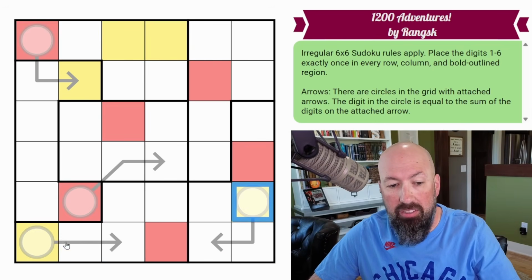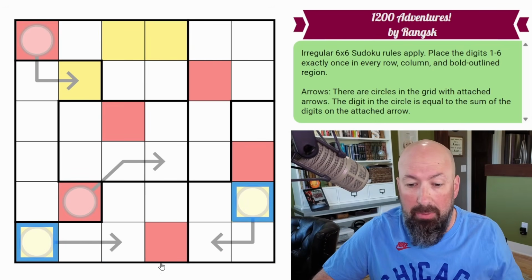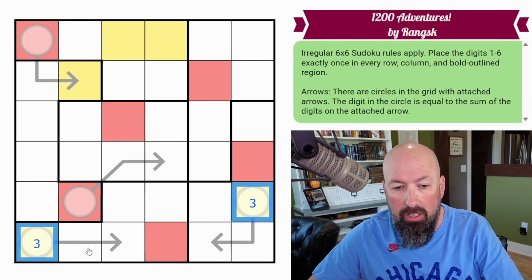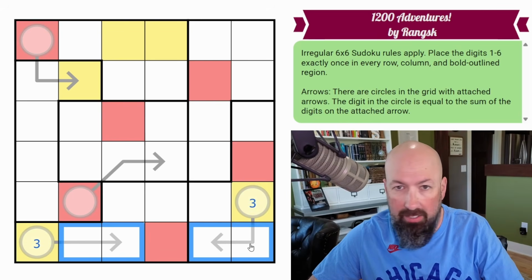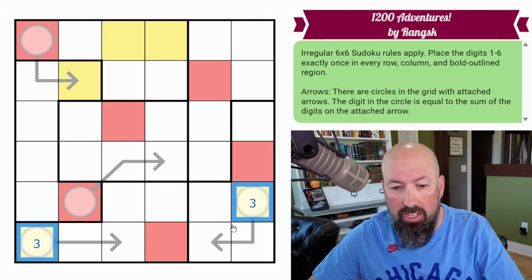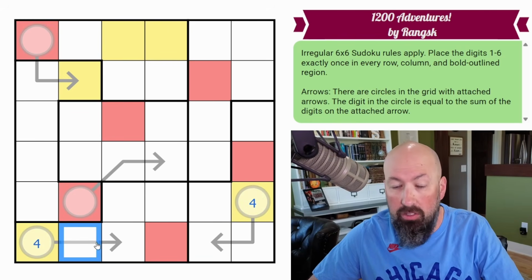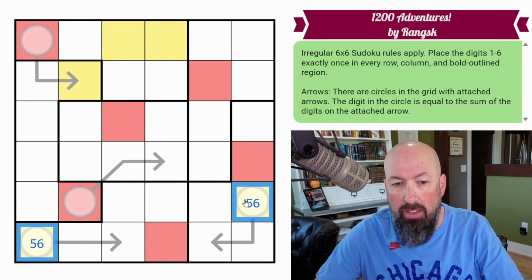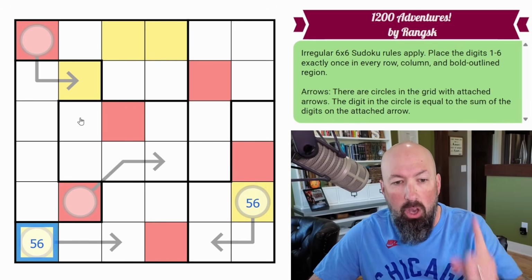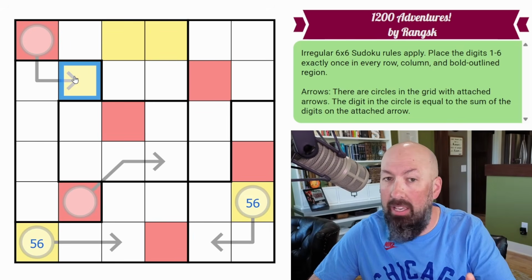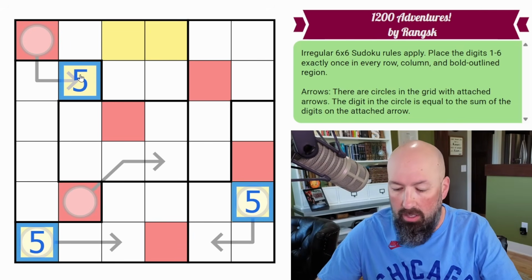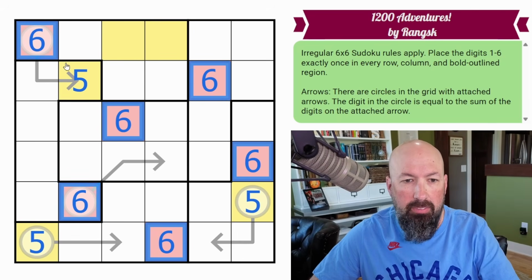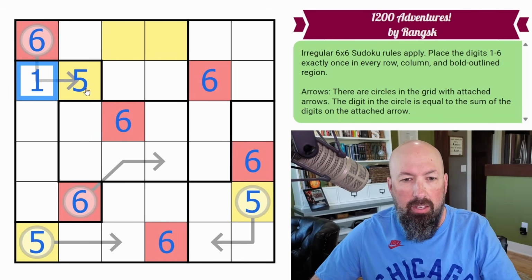So I said before that these could be as small as 3, because you could put 1 and 2 on an arrow and get a 3. But if the yellow was 3, you'd have 1, 2, 1, 2. That's not going to work. So this can't be 3. It also can't be 4, because the only way to make 4 is 1, 3, and you'd have 1, 3 twice. So this is 5 or 6, and we know the yellow is smaller than the red, so it can't be 6. So the yellows are 5, which then means the reds are 6. This is a 1. Now we're getting somewhere.